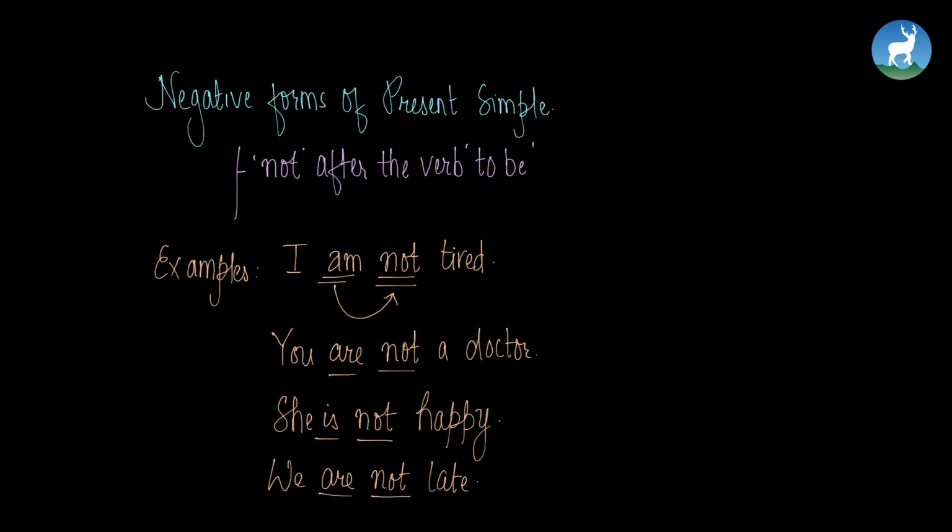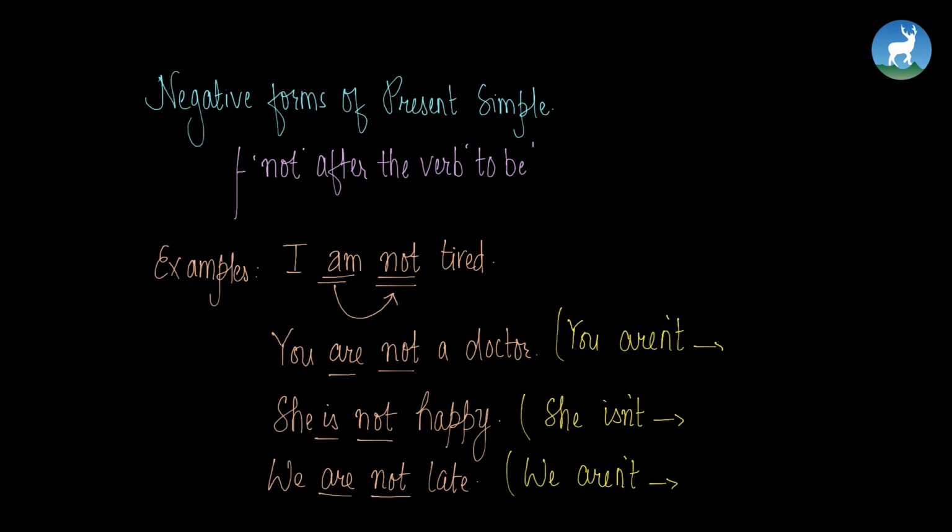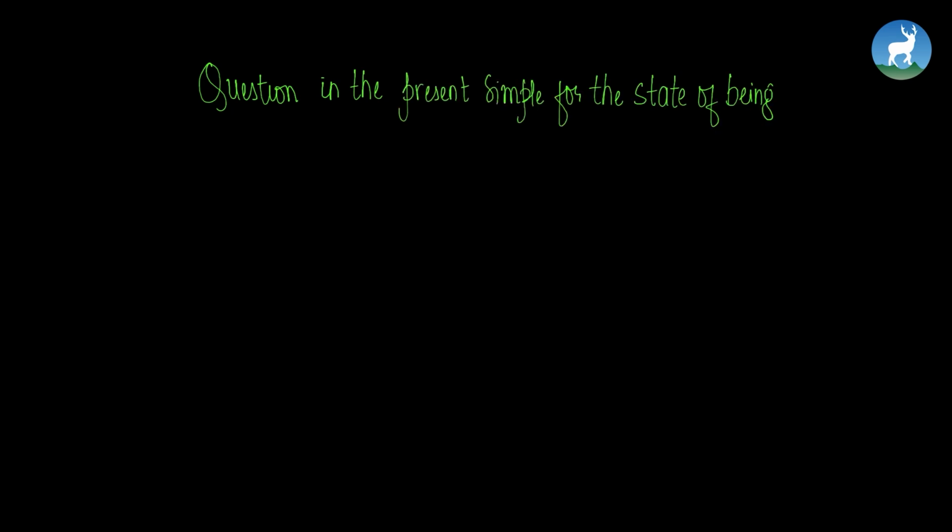So you could also write it using the contracted form, as you aren't, she isn't, we aren't. So whatever you feel easy doing, you may use that form. Now let's see the questions in present simple for the state of being. The question sentences, we also call them interrogative sentences. So we shall now learn how to form questions in the present simple for the state of being. So here we simply invert the subject pronoun and the verb to be.